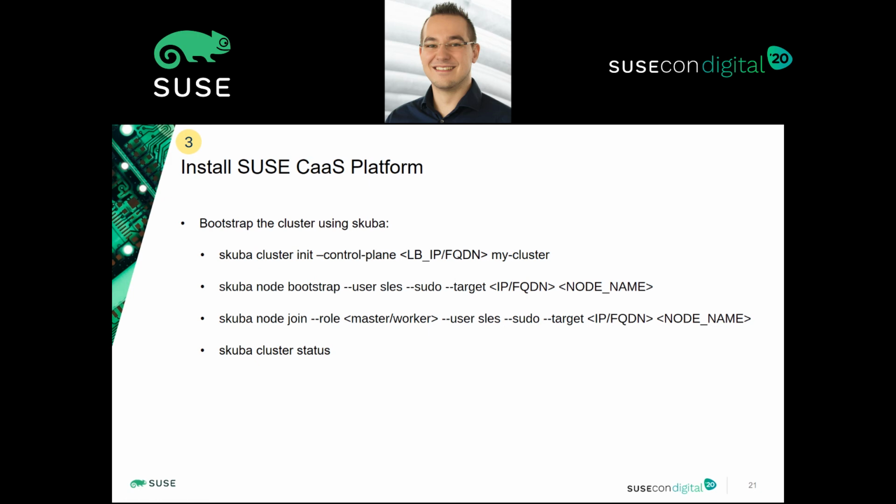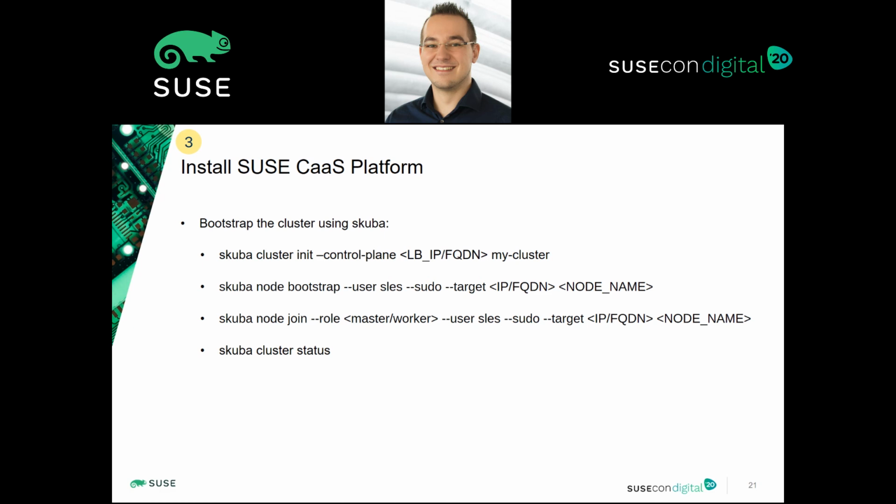And after you've done that, you will do skuba node bootstrap with a user like sles or root or whatever. And if it's not root, you need to give it a sudo. And then you state the target, which again is an IP or a fully qualified domain name, and the name of the node. And this is your master or your worker node. And that's when you have your CaaS initialized with 1 single node, which is not really productive.